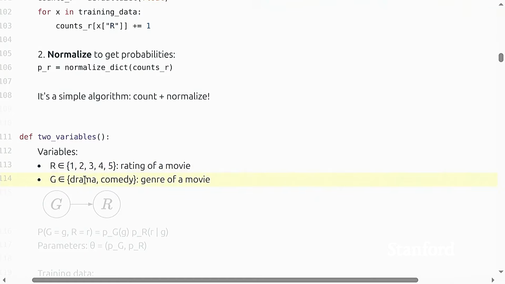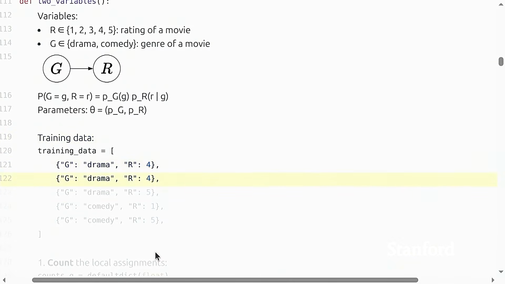And the genre, let's say, can be 2 values, either a drama or a comedy. So this is the 2-variable Bayesian network for this situation here. The joint distribution is the probability of genre times probability of rating given genre. And here, I'm using the subscripts, as you can see, because I have 2 distributions. I have a probability of a genre and the probability of rating. And so I'm just using G and R for those 2.